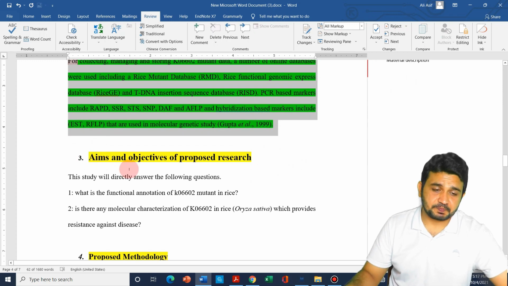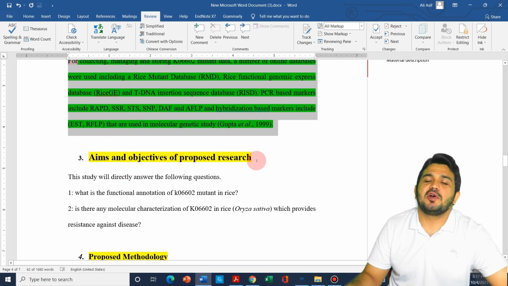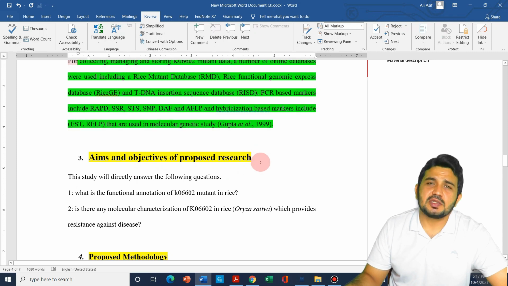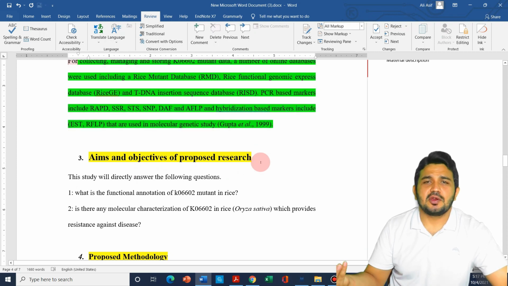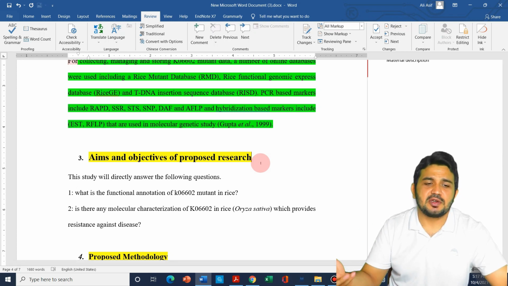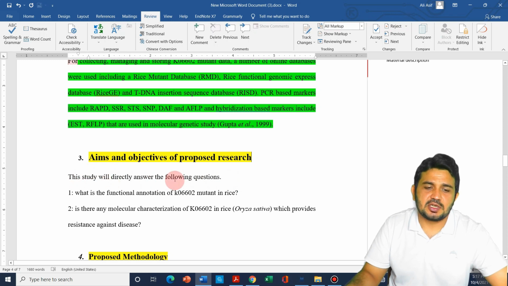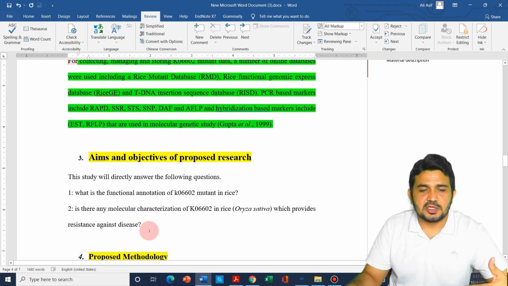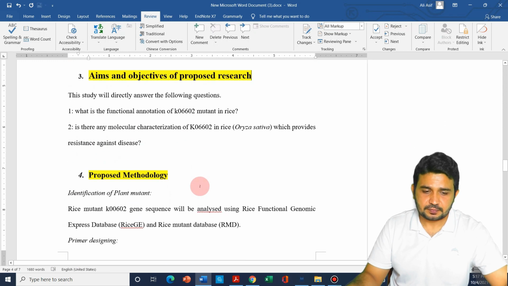The third important heading is aims and objective of proposed research. It is important to know why we are going to study, what our aim is before starting formal research. As I have mentioned, this study will directly answer the following questions, like what is the functional annotation of this mutant gene in rice, and is there any molecular characterization which provides resistance against disease. And we may add further objectives. You may list them like 1, 2, 3, 4, 5 and go on.